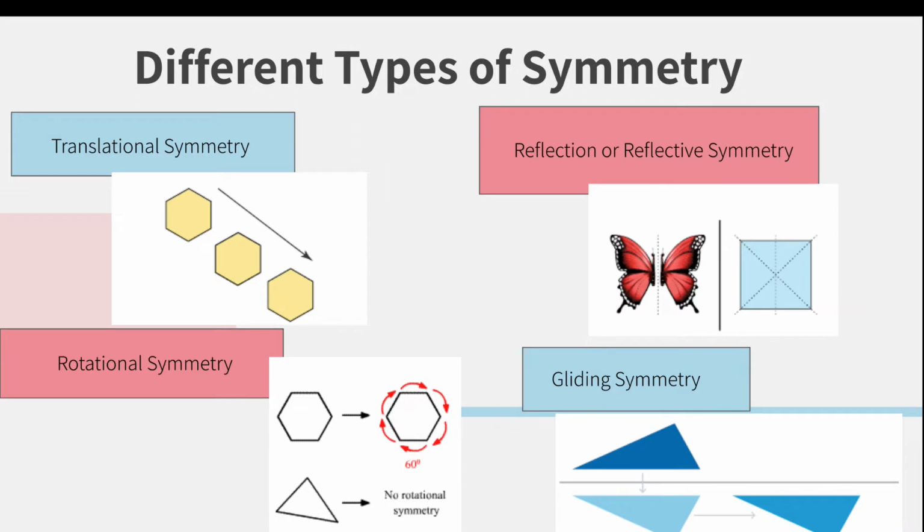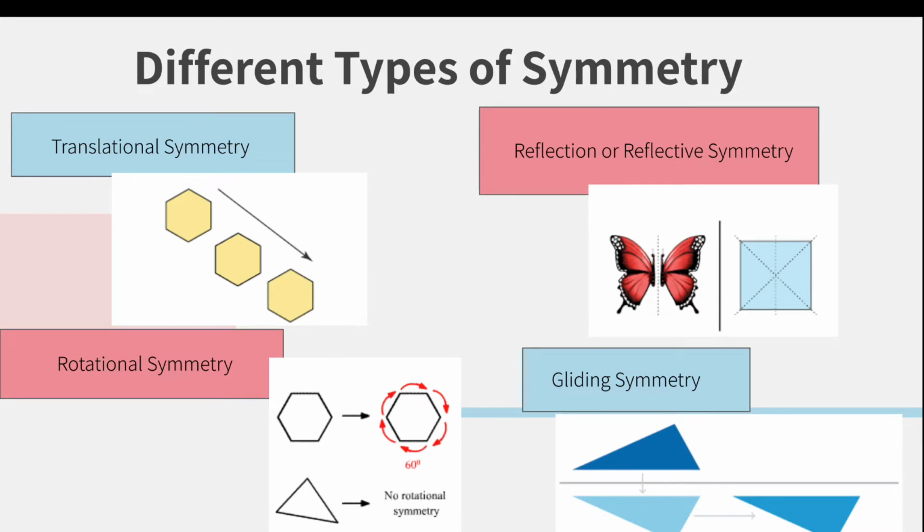Next, there are different types of symmetry. In the top left corner, there's translational symmetry. This is when an object is moved from one position to another. This is basically sliding an object forward or backwards from a spot. Then the bottom left-hand corner is rotational symmetry. This is when an object is rotated or turned in a specific direction around a certain point.